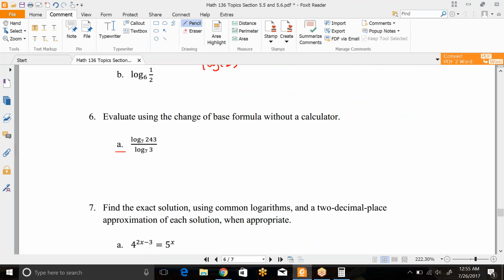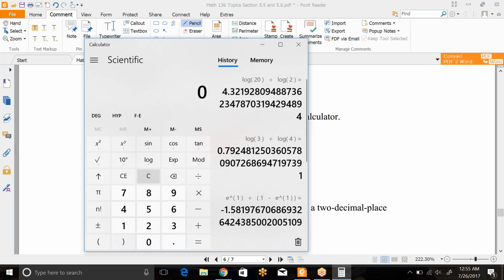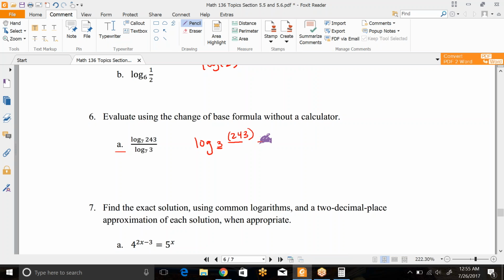For 6, you're working the change of base formula backwards. Notice these both have base 7. But if we wanted to convert it backwards, we could make this log, and then you have a base and an argument. The top one is the original argument. The bottom one, remember, is the original base. Now, the reason we would want to do this is that 243 is 3 to a power. So if you think about setting this equal, and it says do not use a calculator, so set this equal to x. Let's try to solve this.